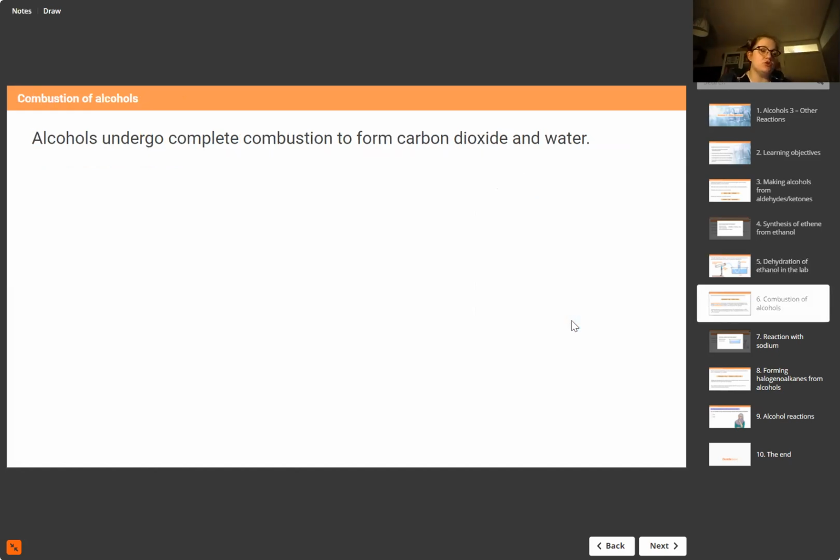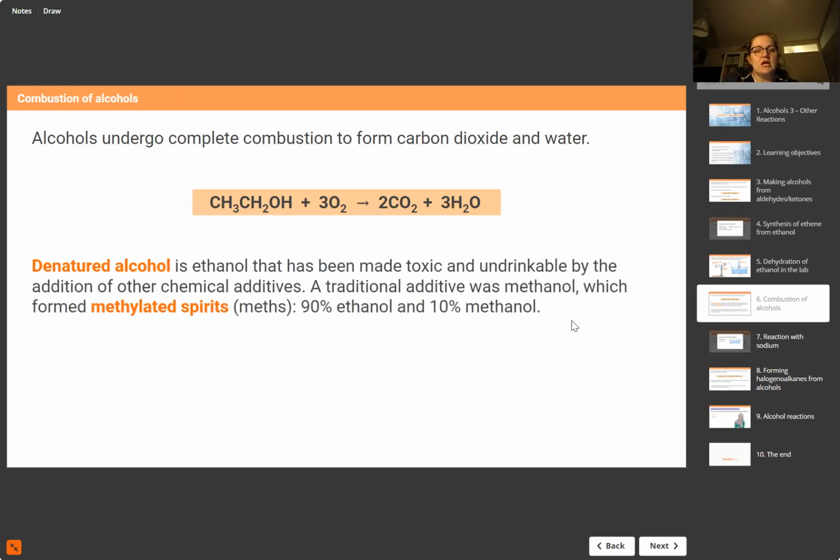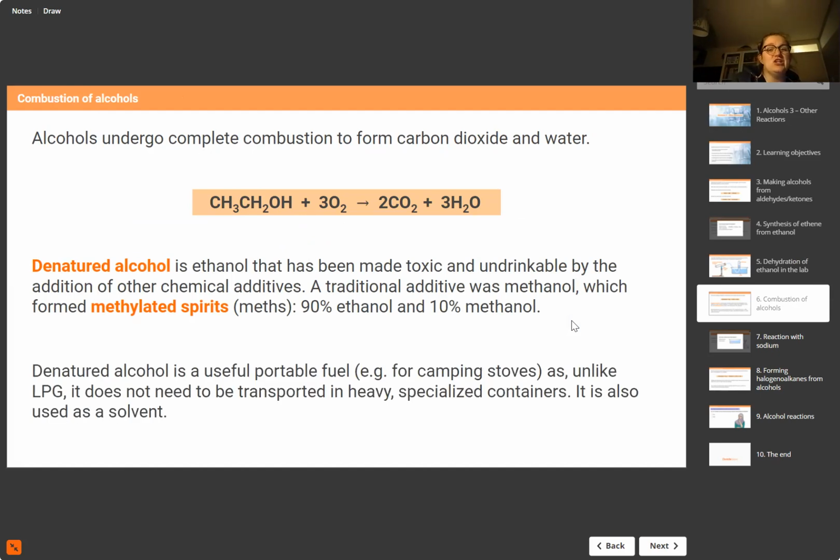Combustion. Alcohols are able to undergo complete combustion and they form carbon dioxide and water. Denatured alcohol is ethanol that has been made toxic and undrinkable by the addition of other chemical additives. A traditional additive was methanol, which formed methylated spirits, which is 90% ethanol and 10% methanol. Denatured alcohol is really useful for portable fuel, for things like camping stoves, as unlike LPG, it doesn't need to be transported in heavy specialized containers, and we can also use it as a solvent.